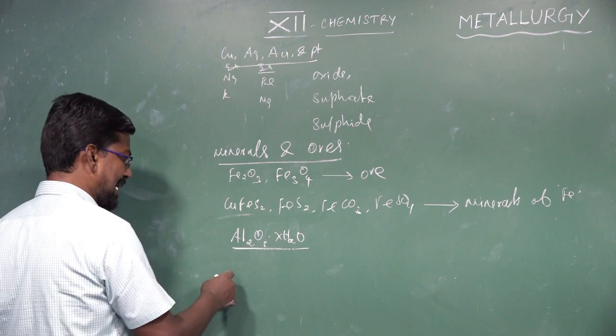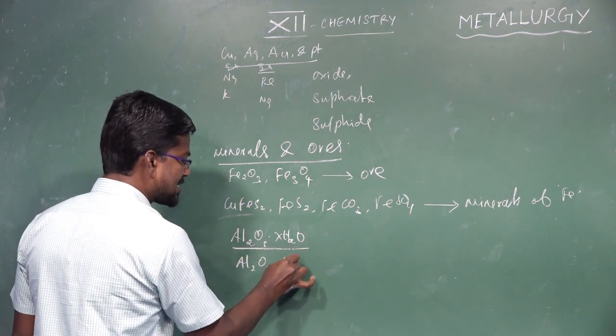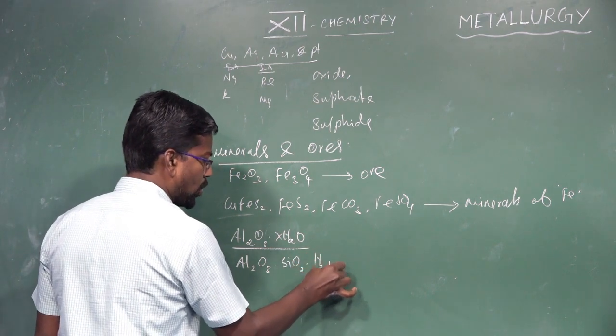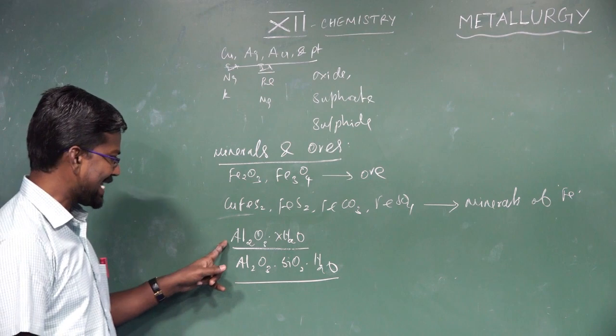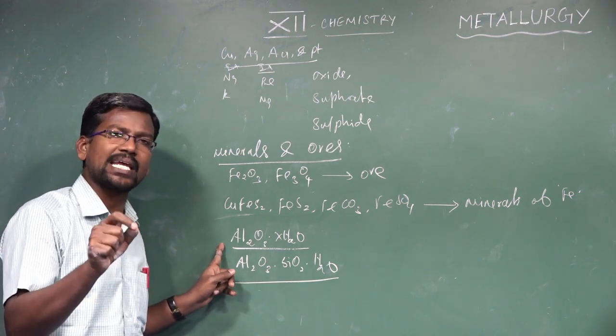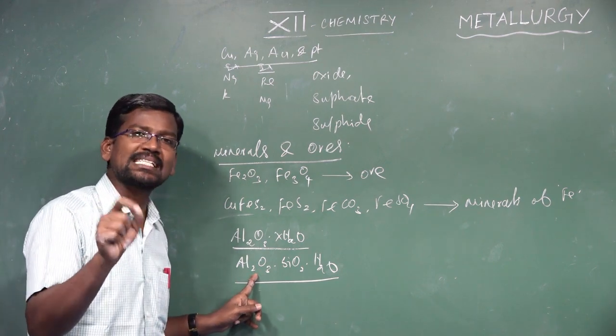Silica clay or China clay: Al2O3.SiO2.H2O. Bauxite is a chief ore of aluminium metal. It is a mineral of aluminium.